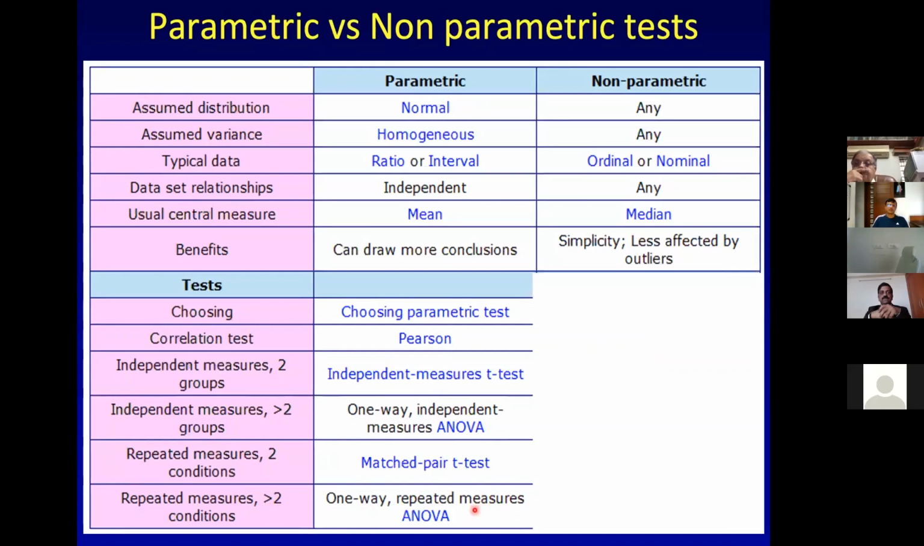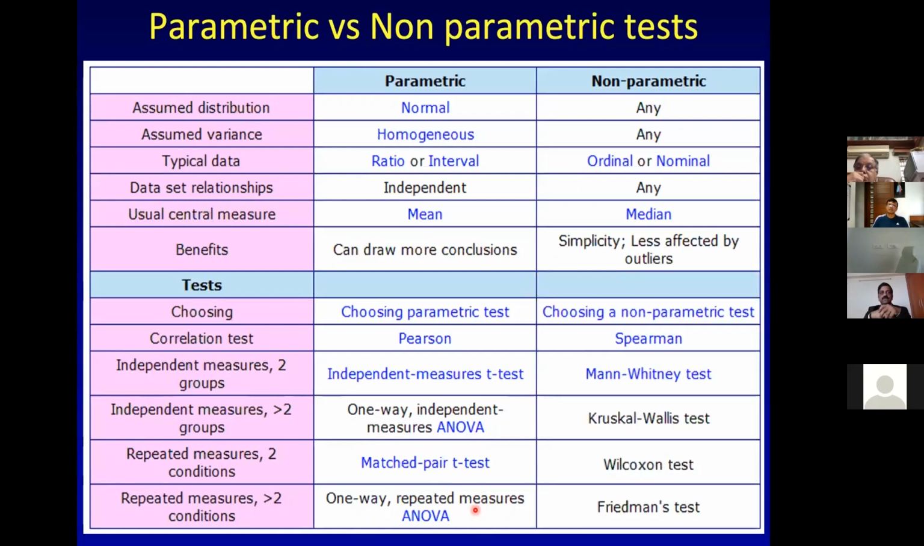Now, on the non-parametric side, when I show the rest of the slide, you will find maybe even some uncommon words or names of tests. So Spearman's, yesterday we spoke about. The non-parametric version of the t-test is the Mann-Whitney test. And that of ANOVA is the Kruskal-Wallis test. And the matched pair t-test, when we have like a before and after test, is the Wilcoxon test. And for repeated measures ANOVA, it's the Friedman's test.